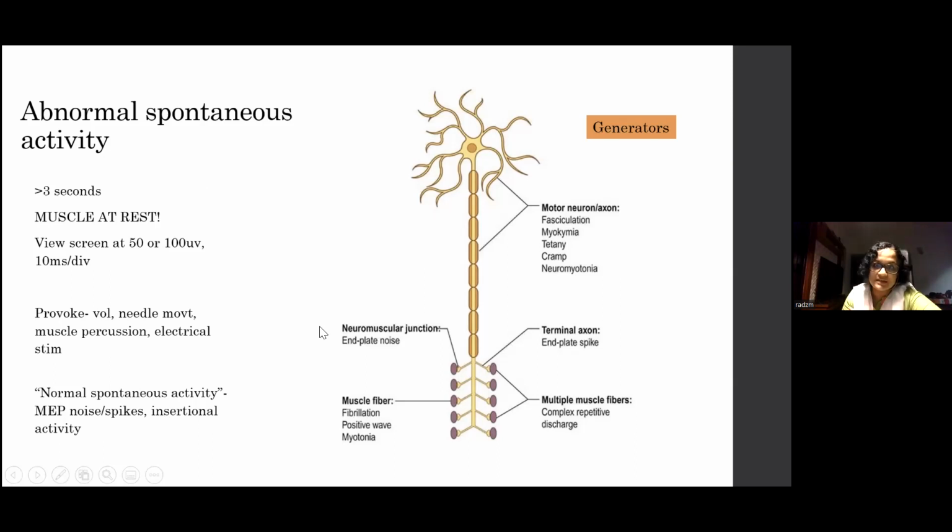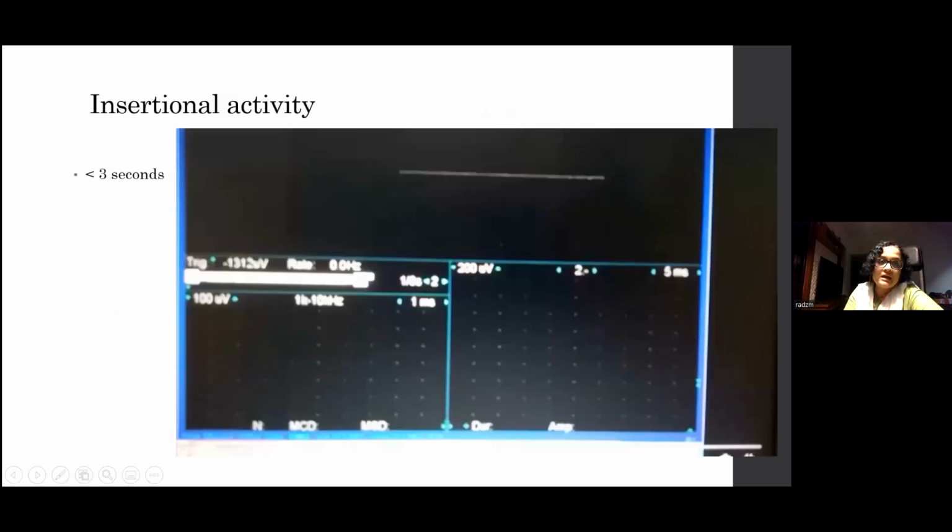The rest of it will be abnormal spontaneous activity. Abnormal spontaneous activity could be generated from the motor neuron or the motor axons, and you have multiple different types of activities, which we'll look at later, or they could come from the muscle fiber itself. So they could come from individual muscle fibers like fibrillations, positive sharp waves, or myotonia, or they could be generated by multiple muscle fibers, resulting in a particular discharge called a complex repetitive discharge. So these are the so-called generators of these potentials. So this is an example of an insertional activity.